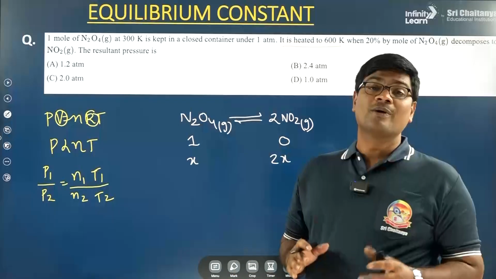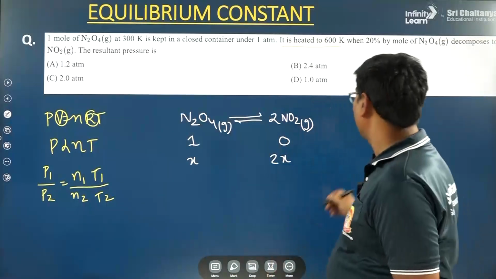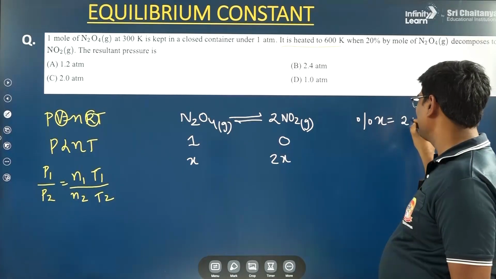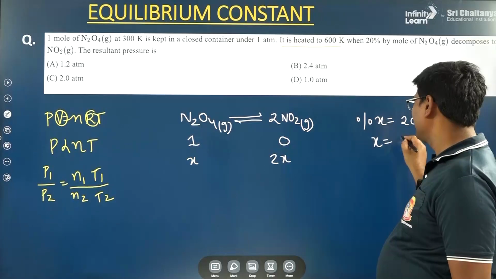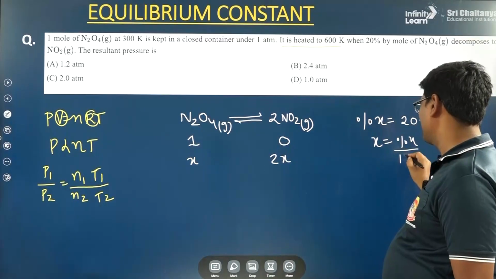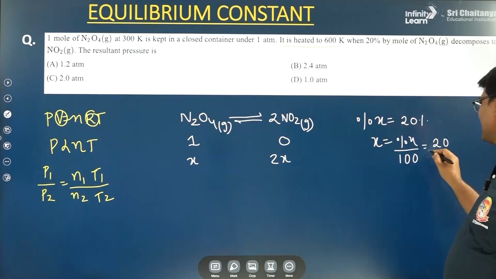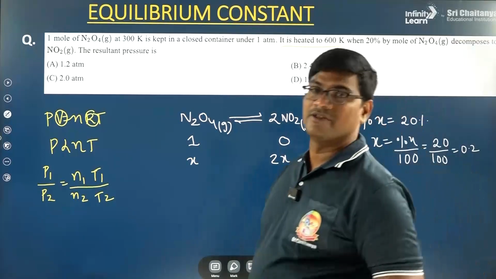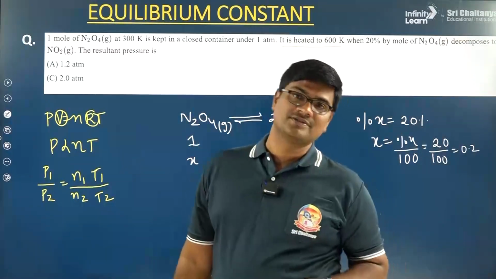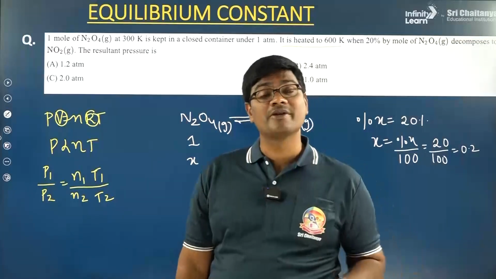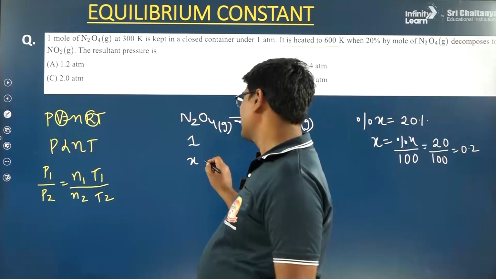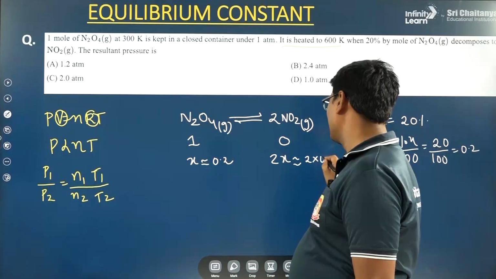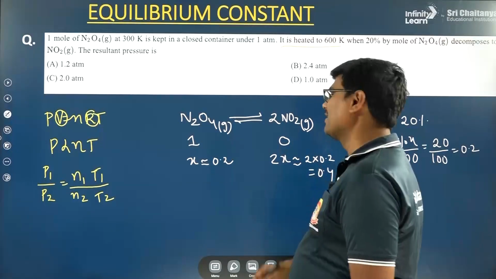Okay, done. Then what is x? That we have to know. They have given the percentage of dissociation, which is 20%. Then what is x? The percentage of dissociation divided by 100, that is 20 divided by 100, equal to 0.2. The degree of dissociation is 0.2 here. If you take 1 mole, x moles is dissociated, that means 20% of 1 mole. What is 20% of 1 mole? 0.2. That means we have got the x value as 0.2. Then what is the 2x value? 2 into 0.2, that is equal to 0.4.